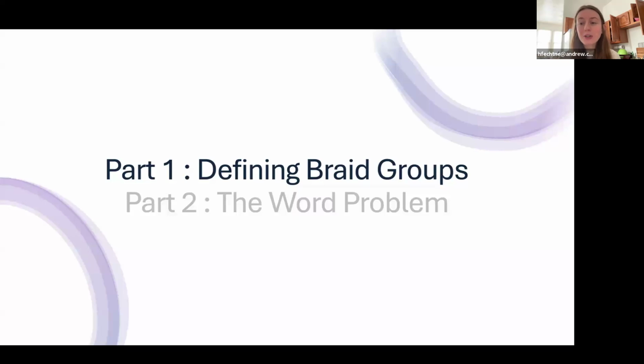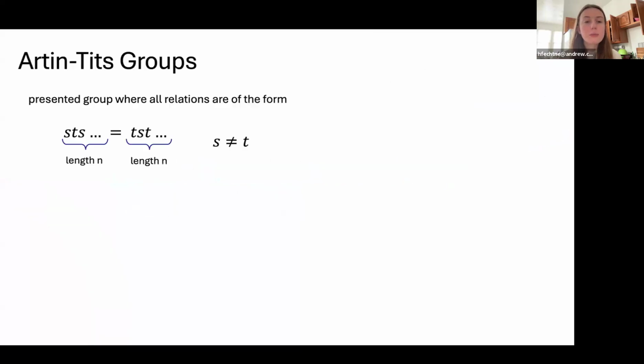So I'm going to talk to you about two parts to this project. The first one is simply defining braid groups in Lean. And the second part is my work in progress towards a solution to the word problem in braid groups.